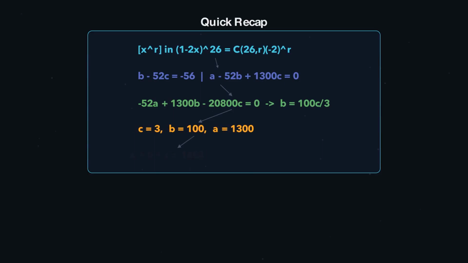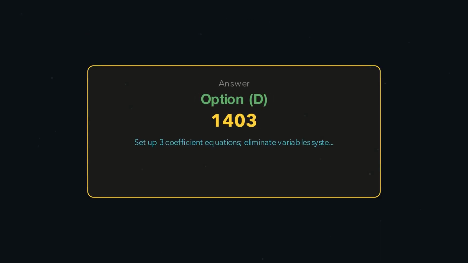Negative 56 checks out. Finally, substitute b equals 100 and c equals 3 into the second equation. a equals 52 times 100 minus 1300 times 3, which simplifies to 5200 minus 3900, giving us a equals 1300. So a plus b plus c equals 1300 plus 100 plus 3, which is 1403.